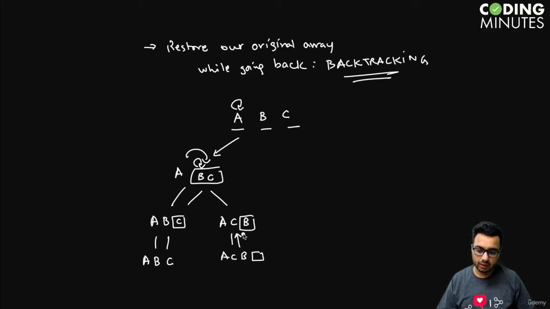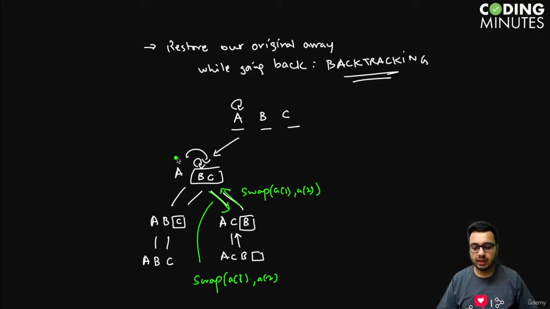Now we go back. We replaced B with B, so we replace B with B again. We come back, and from this step to this step, what change did you make? You swapped B and C, so you do the same swap again to restore the original array. Let me just say what you did: you did a swap of A1 with A2. You do this swap again and you get the original array while going back. So it again becomes ABC. You go back, it again becomes ABC.